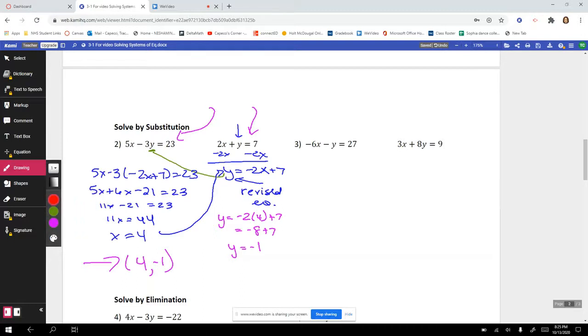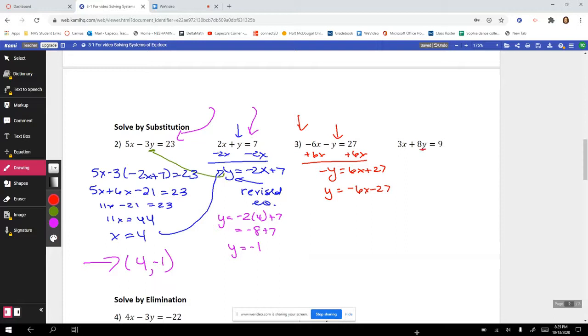All right, let's take a look at number 3. Same idea. I need to get x or y by itself. It looks like the easiest one is this y. I don't have quite y. I have -y, but that's okay. That's going to be the easiest one for me to work with of the ones that I have here. So I have -y is equal to 6x plus 27. Divide everything by -1, and I have y is equal to -6x minus 27. That's my revised equation.